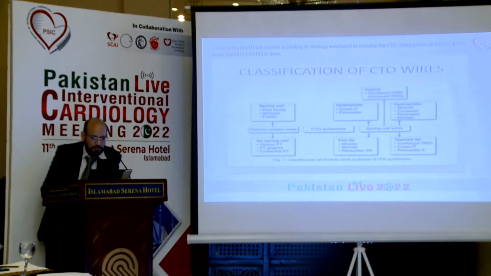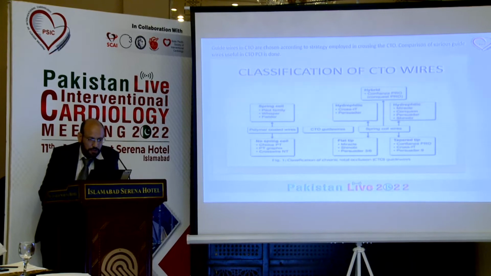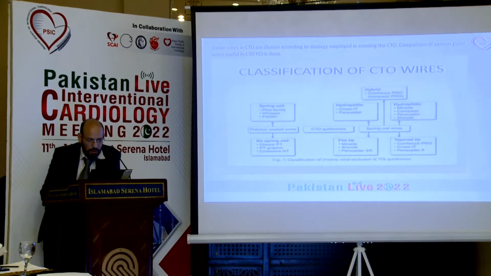So classification of CTO wires: guide wires for CTO are chosen according to the strategy employed in crossing the CTO. There are two types of CTO guide wires, polymer coated and spring coil wires. Polymer coated includes the Pilot family, Pilot 50, 150 and 200, Whisper, and Fielder. Non-spring coil is also polymer coated, like Choice PT, PT Graphix and Cross NT.